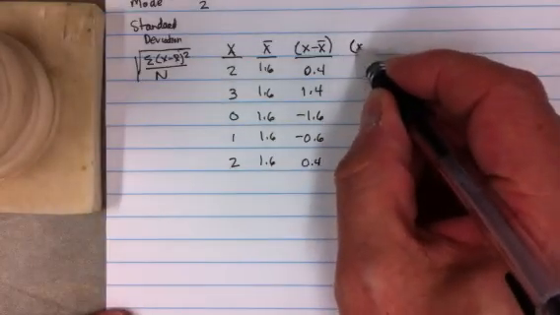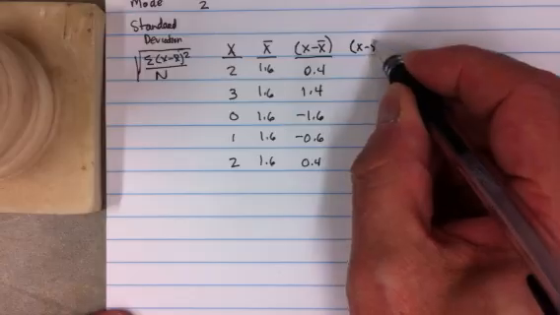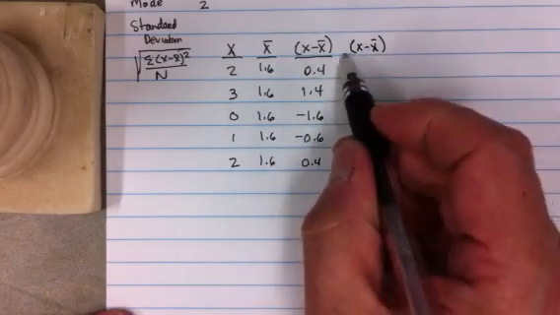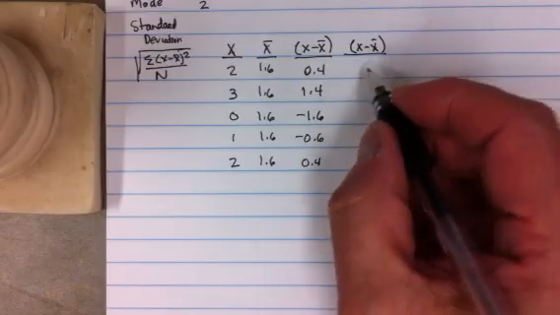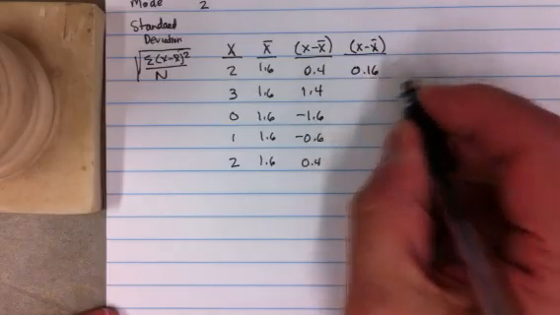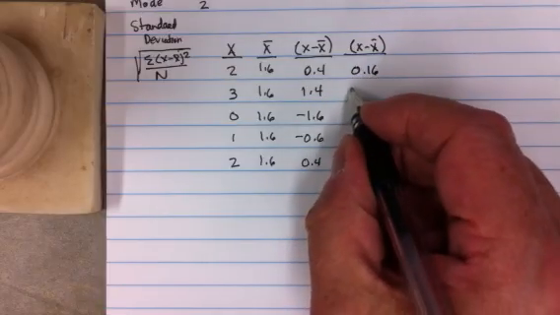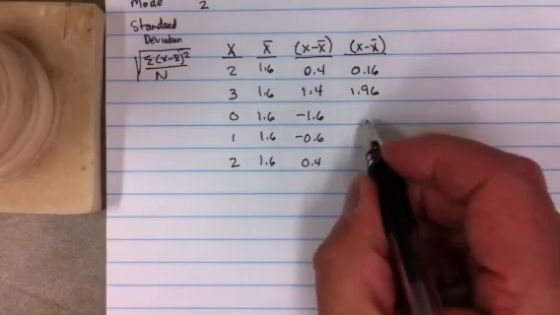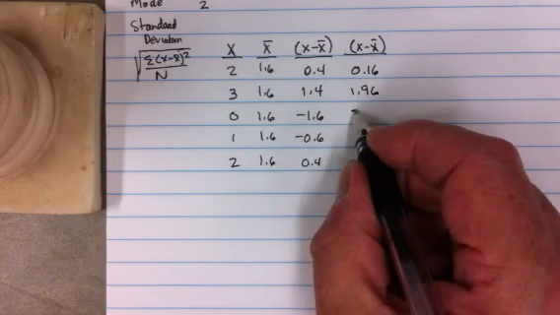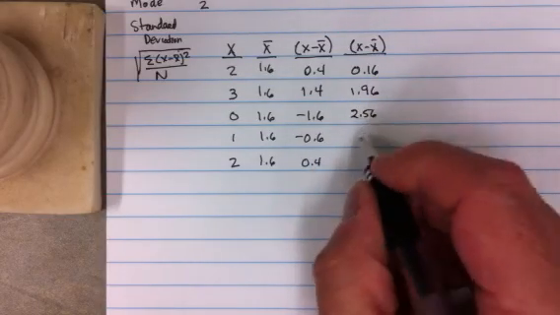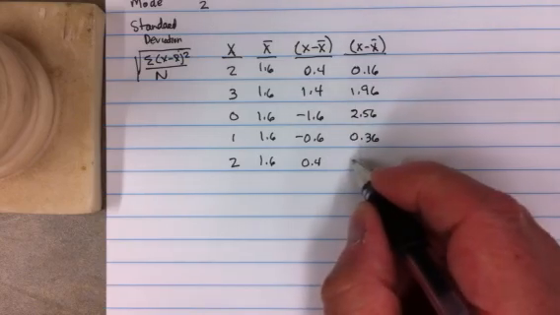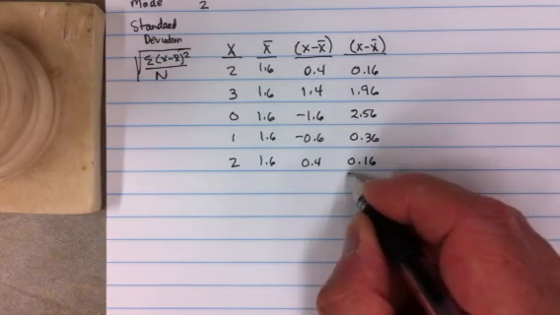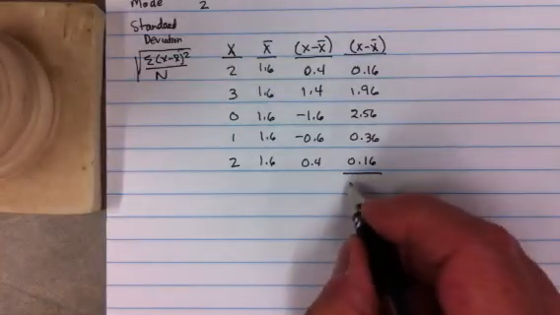The next column is we just square all these values. So if I punch in a calculator 0.4 times 0.4, I get 0.16. And similarly, I can find the squares of each of these numbers. 1.96, 2.56. Notice they all become positive. 0.36, 0.16.